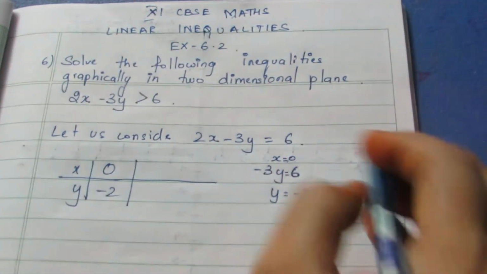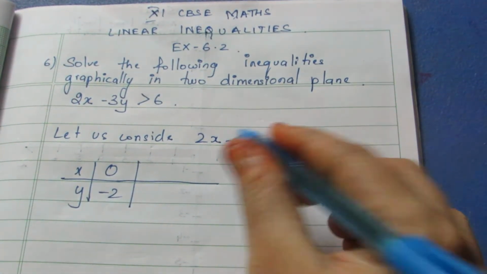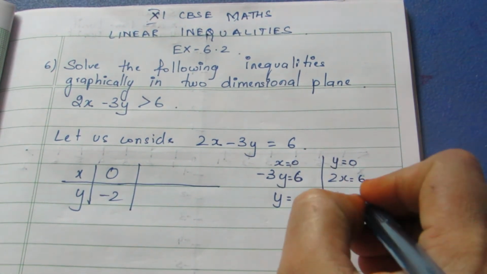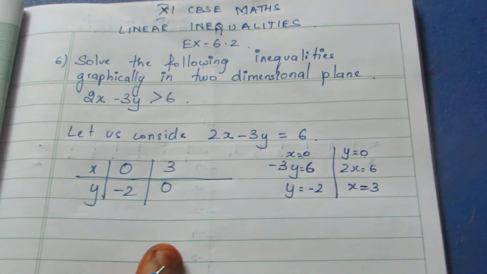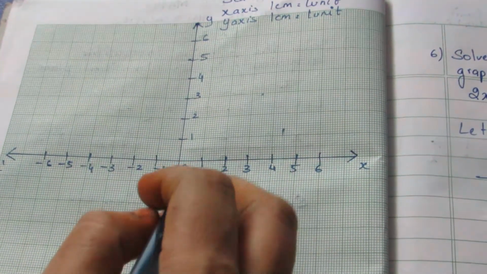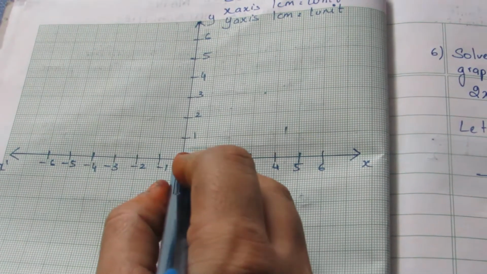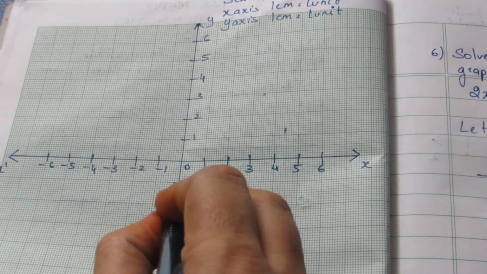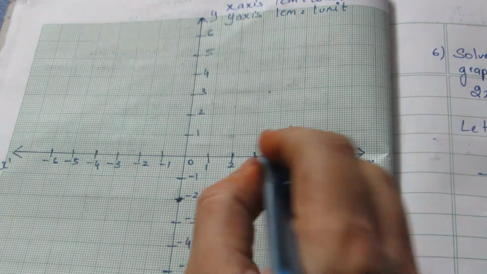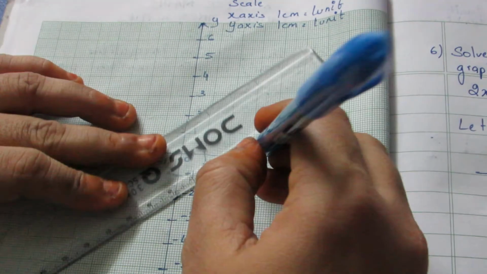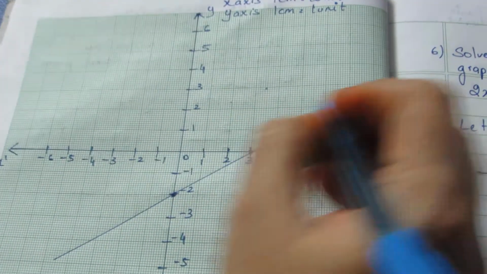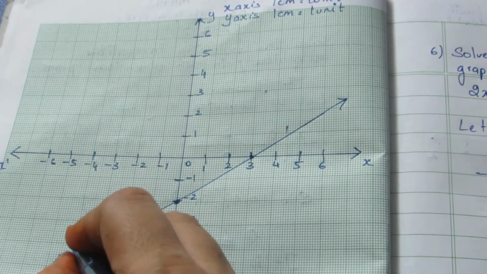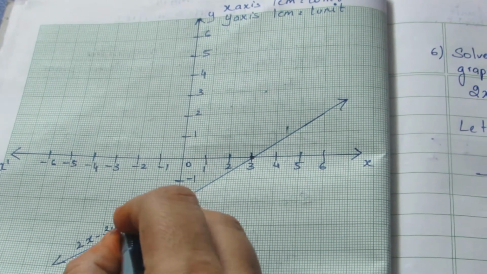If I take y to be equal to 0, then 2x is equal to 6, x is equal to 3. When y is 0, we got x to be 3. Two points is more than enough. Mark the values here, 0 comma minus 2, and 3 comma 0. Join the 2 points. We get a linear graph. This is the graph for the equation 2x minus 3y is equal to 6.